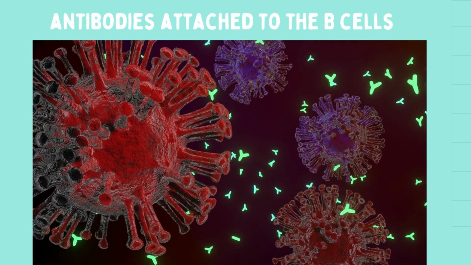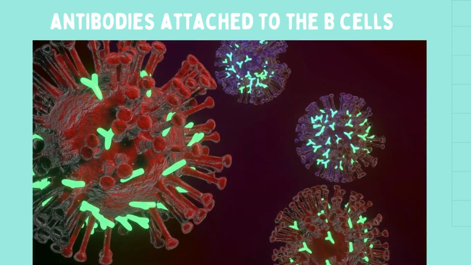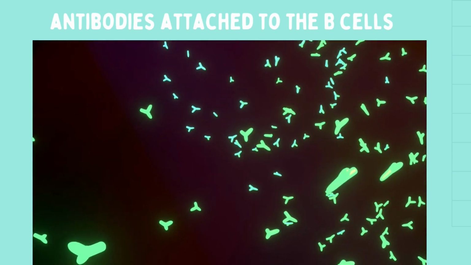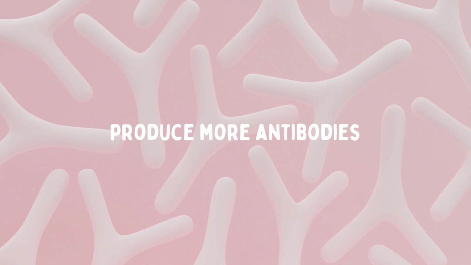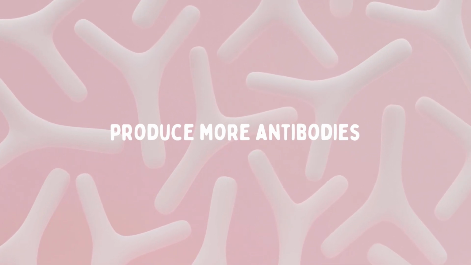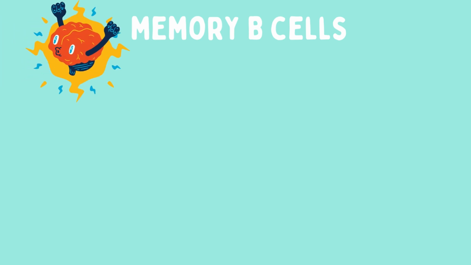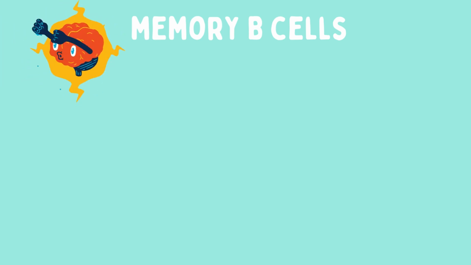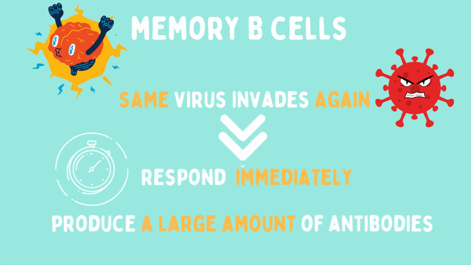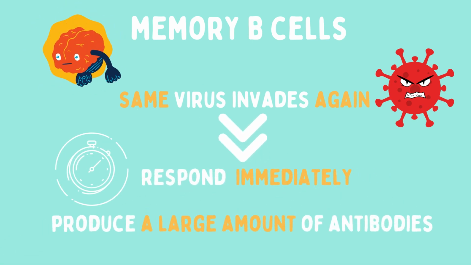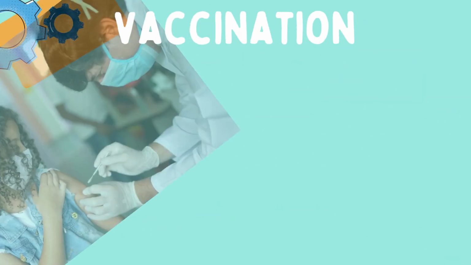When the coronavirus invades our body, some of the antibodies attached to the B cells will detect the spike of the virus and activate the B cells to produce more antibodies specifically. Some of the B cells will divide into memory B cells, which can respond and produce a large amount of such type of antibodies immediately when the same virus invades the body next time. So, we know our B cells are so strong.